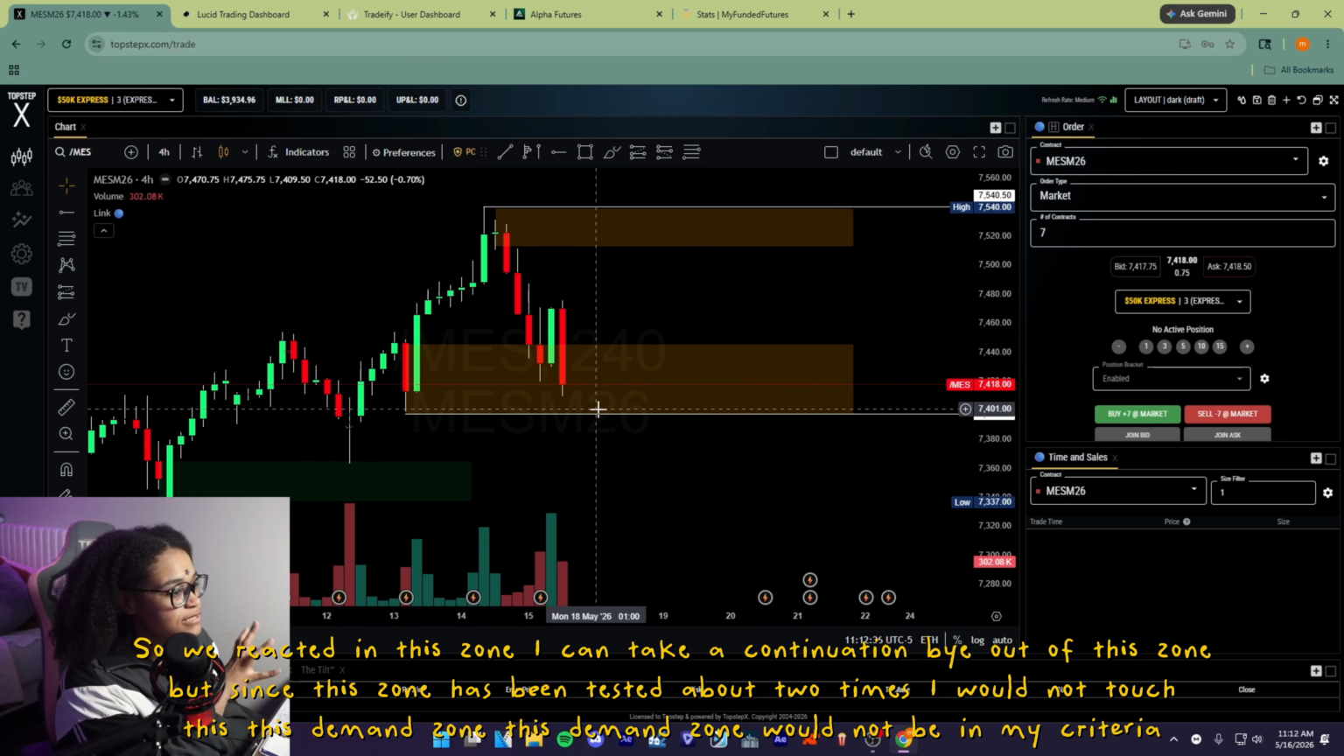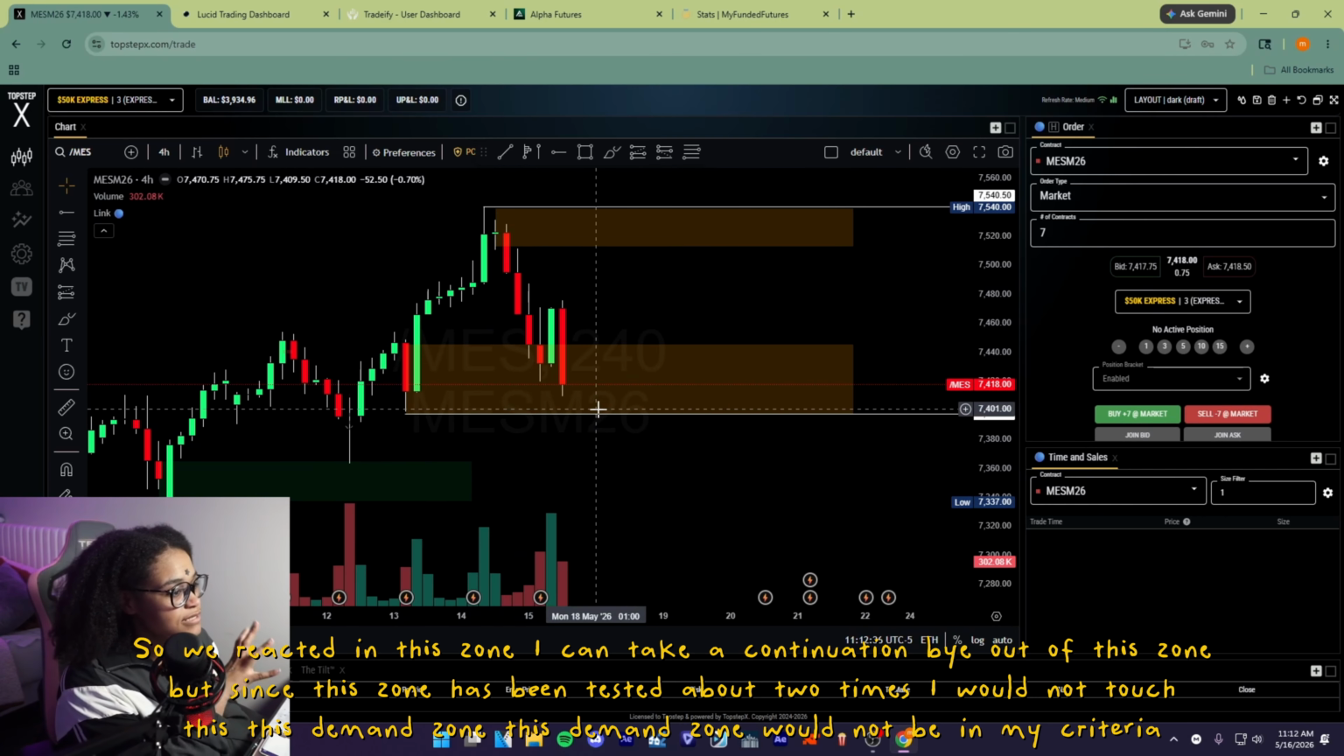When I say test, just in case you guys don't know, this is when the demand zone was created. We tested it right here. We tested it again, and now we're testing it again. So that's 1, 2, 3 tests. And I don't want to take it anymore because the likelihood of it reacting again is just minimal. It's not as high as it was on this first reaction.